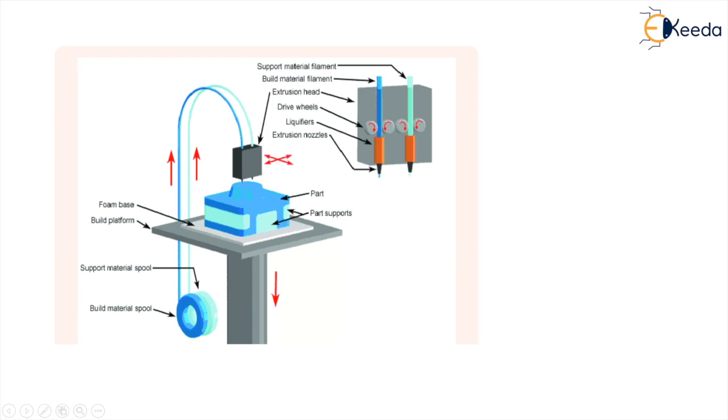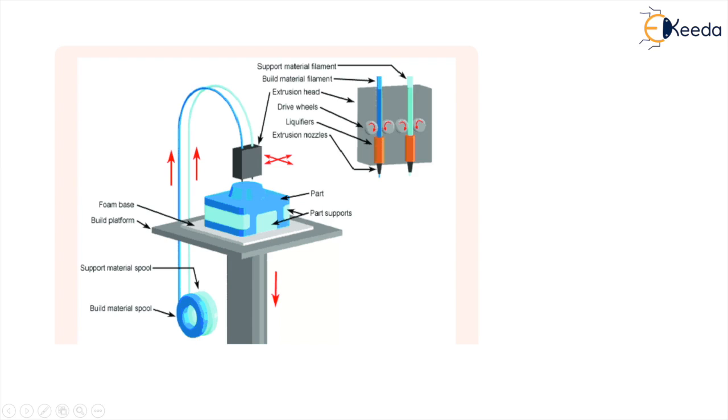So this is the extrusion head. In this extrusion head we have one support material filament and one build material filament. Then we have the drive wheels to feed these filaments, and this is the extrusion nozzle. These are the extrusion nozzles, which are actually inside of this chamber. This is shown here.